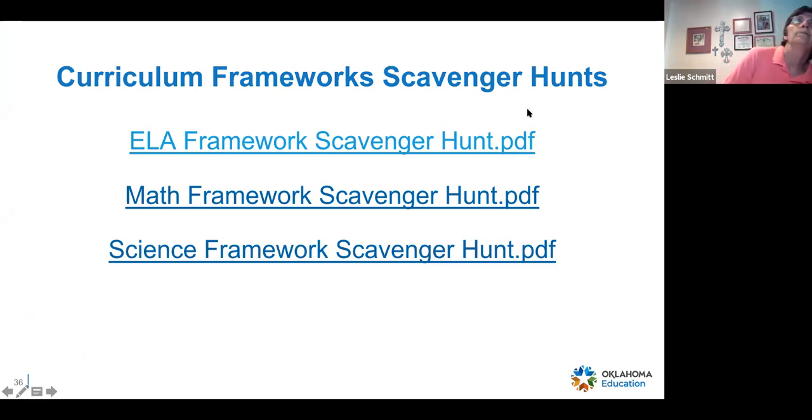They're about a page and a half to 2 pages long, and you can work your way through each of the frameworks. These are excellent resources to use at faculty meetings to work through each of the frameworks, or if you have specific grade levels or subject area teams, this is a wonderful way to learn more about each of the frameworks.